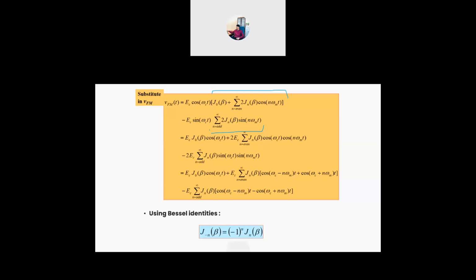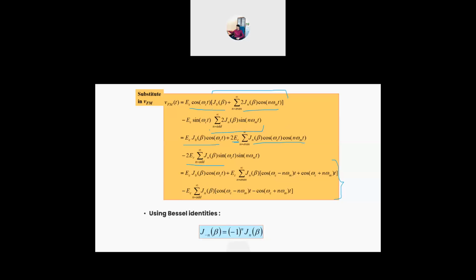So here you expand them: E_C cos J_0(beta), and then the next is 2J_n(beta) cos(n omega_m t) times cos omega_c t. That's why you have this here, and similarly here. This is just expansion. Try it one by one in your free time so that you understand. Don't just take this at face value.